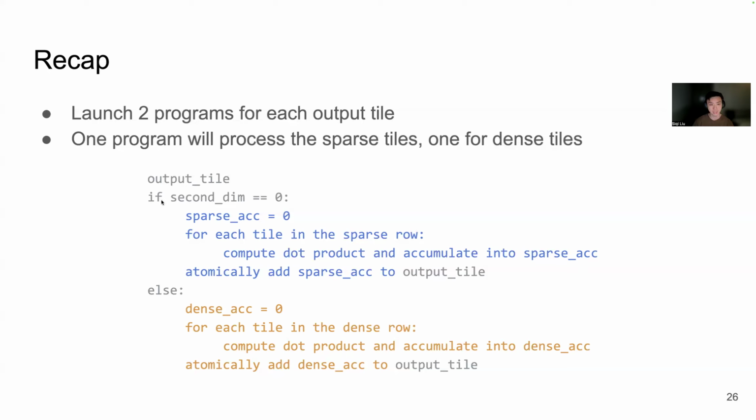So as you can see, we check the second dimension. If it's 0, then we will compute the sparse row results. Otherwise, if it's 1, then this program will compute the dense results. So the computation looks like we go through the key dimension, compute the dot products, and then accumulate the results into our accumulator. And in the end, we atomically add our accumulation into the outputs. And we'll do it for both of these kernels, for both of these programs.